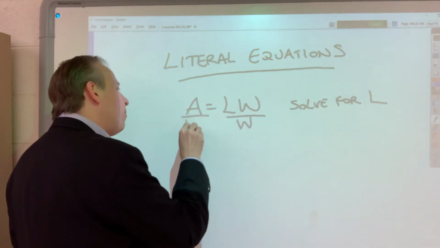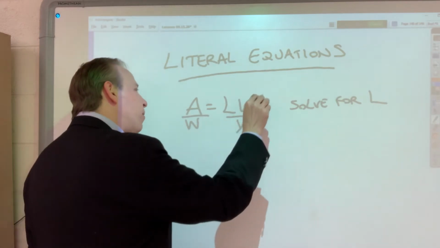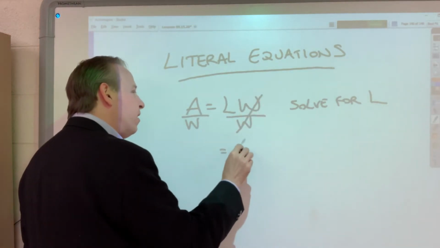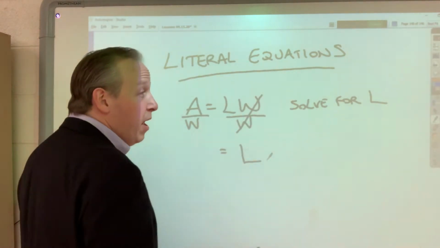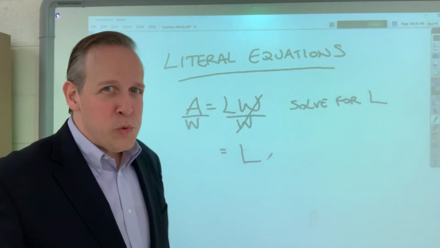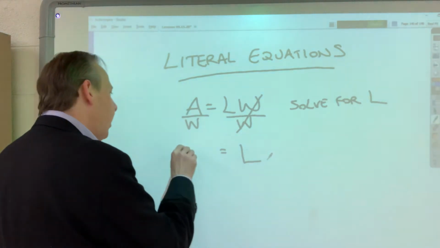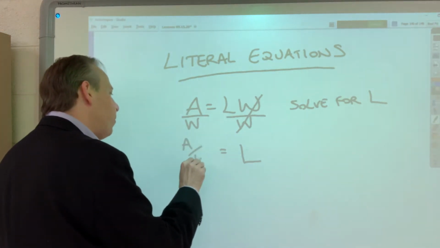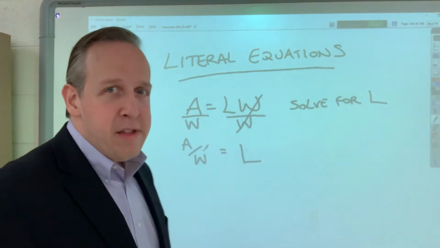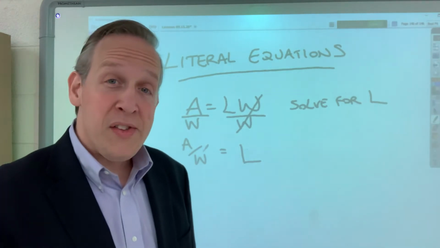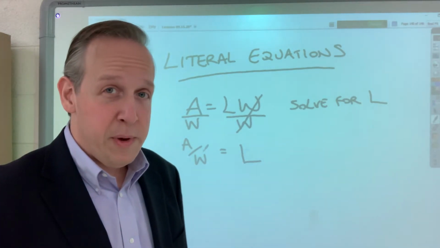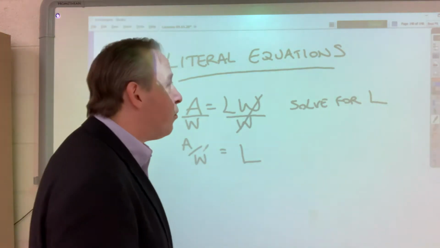Dividing both sides by W cancels the W on that side, leaving L by itself. On the left side, you can't really reduce A over W, so that's just what you write. A divided by W. So the length of a rectangle is equal to its area divided by its width. Try another one.